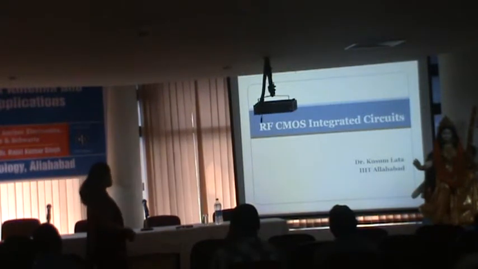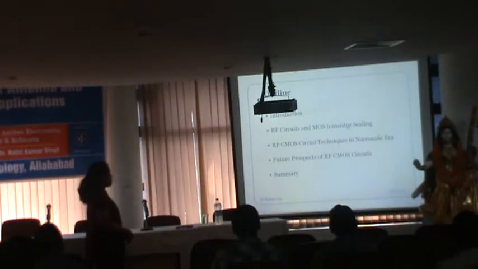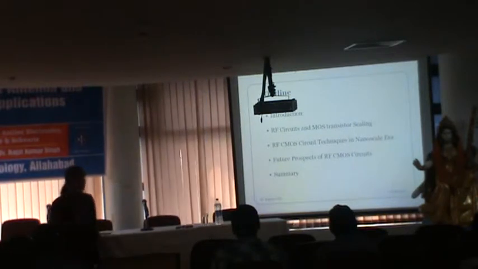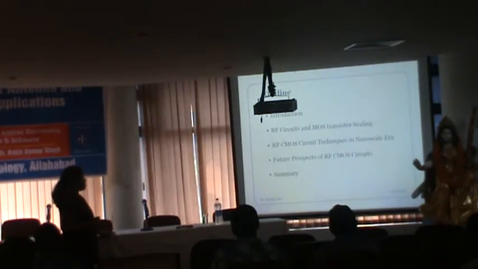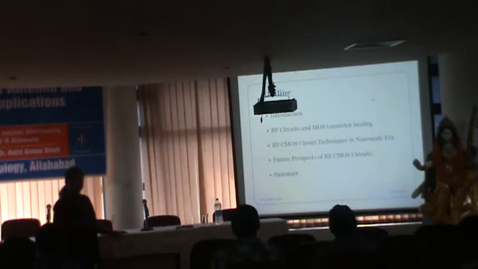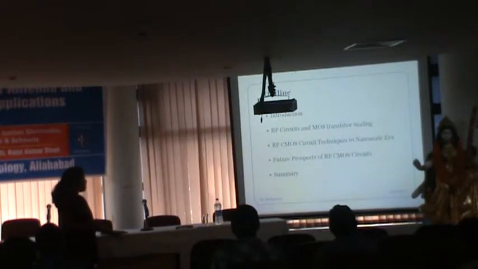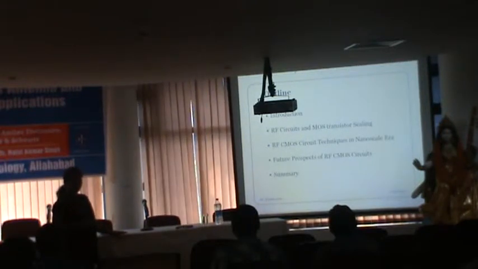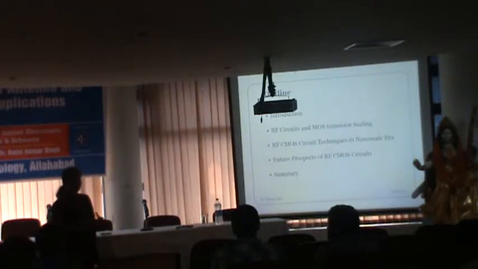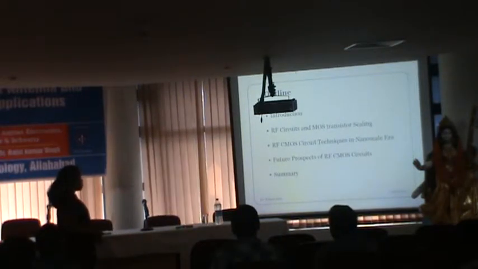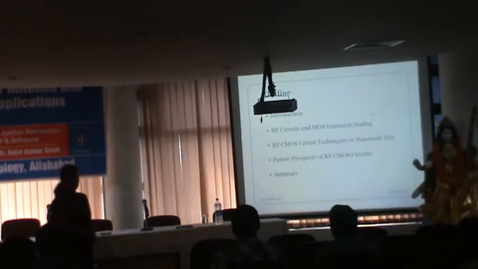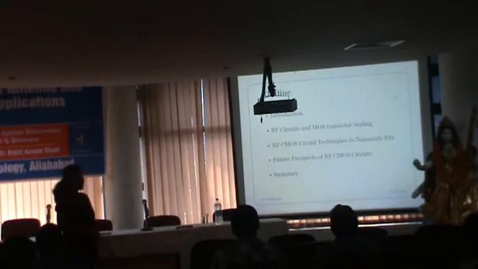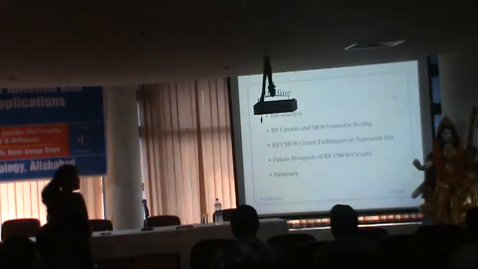Next please. So this is the outline of my talk today. The introduction of the systems, the challenges and the design: how people are designing and what challenges they are facing when designing their RF circuits using CMOS technology. Then RF circuits and MOS transistor scaling, where I'll talk about why people got interested in CMOS technology when they wanted to design RF circuits. And then I'll talk about RF CMOS circuit techniques in the nanoscale era and future prospects of RF CMOS circuits, and after that I'll be summarizing.